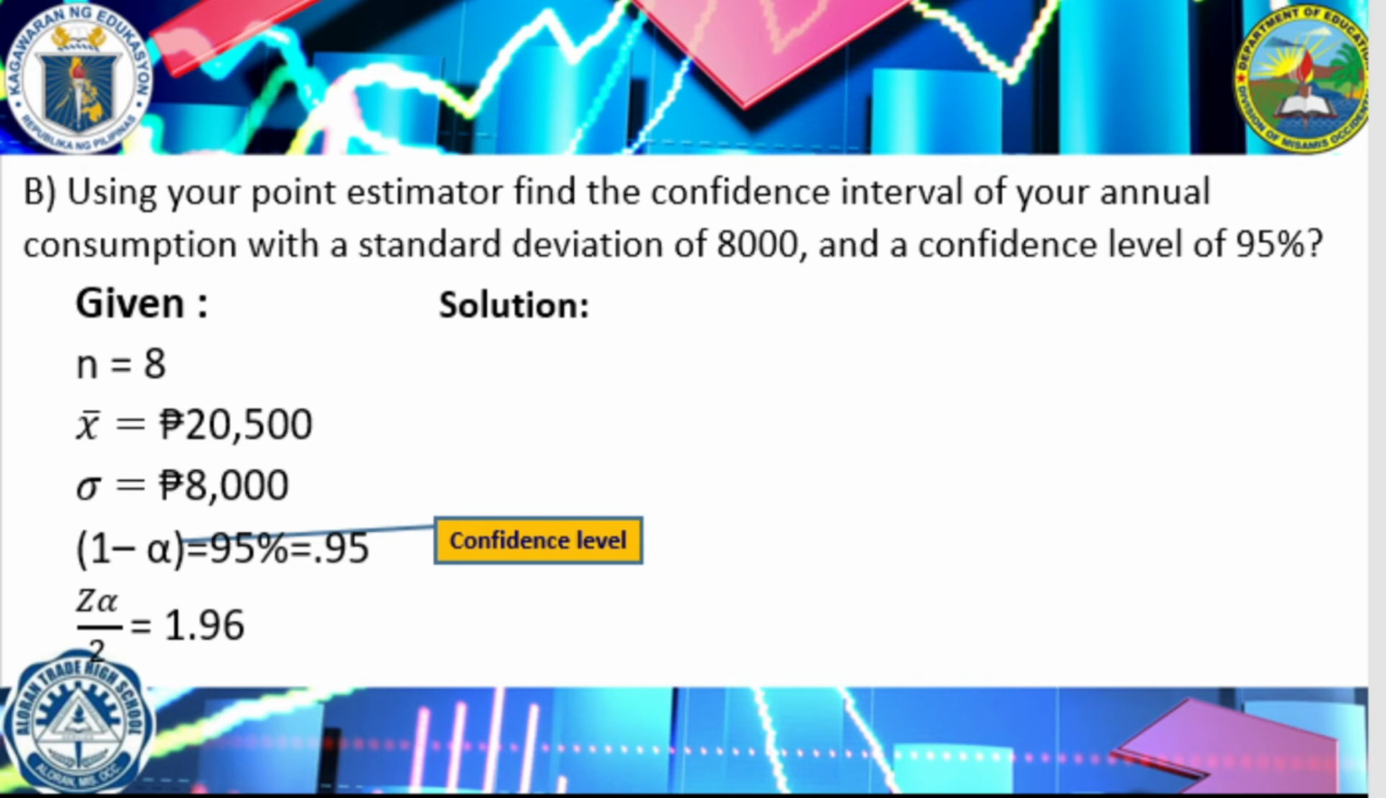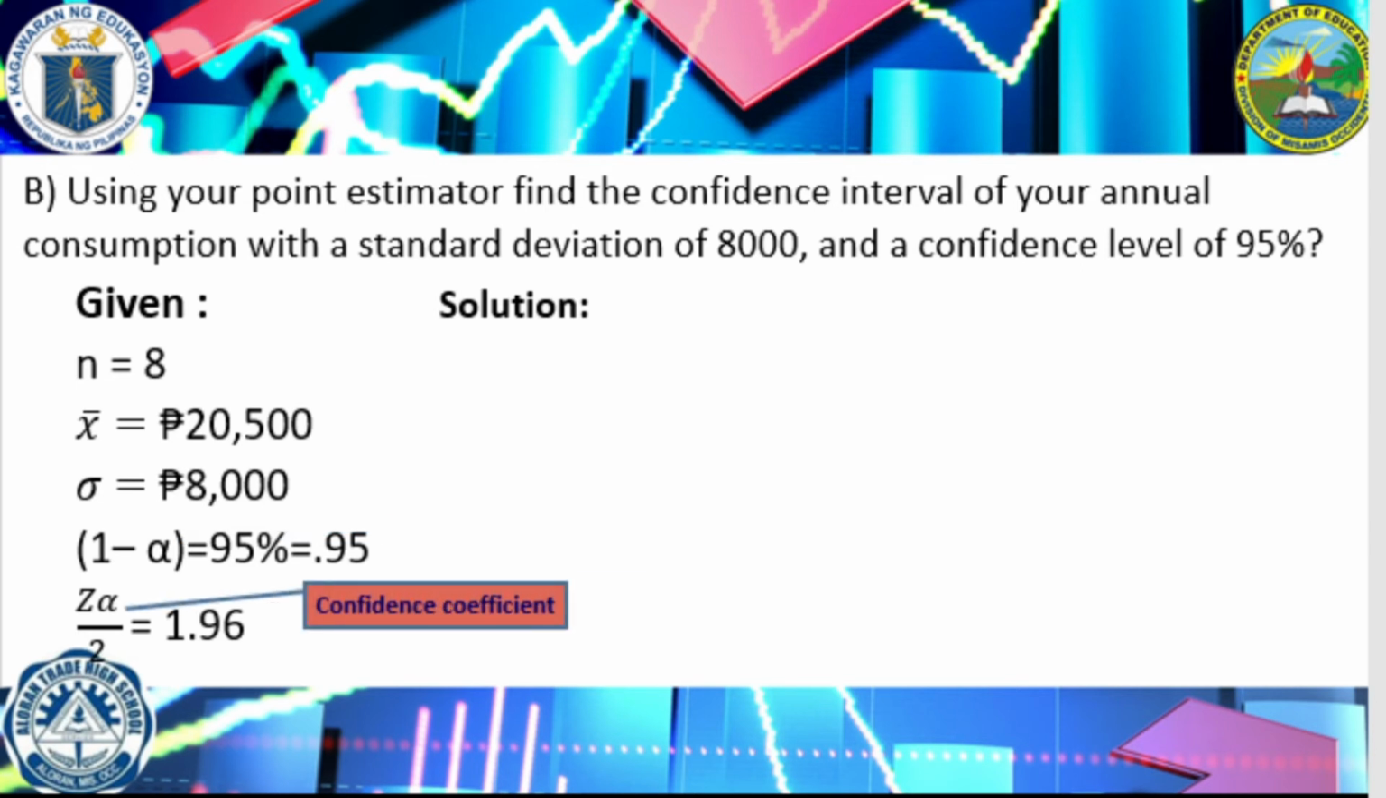So surely you still remember how to change percent to decimal. You have to recall the knowledge on how to change 95% to decimal form. So the decimal form of 95% is 0.95. And our confidence coefficient for the 95% is 1.96.